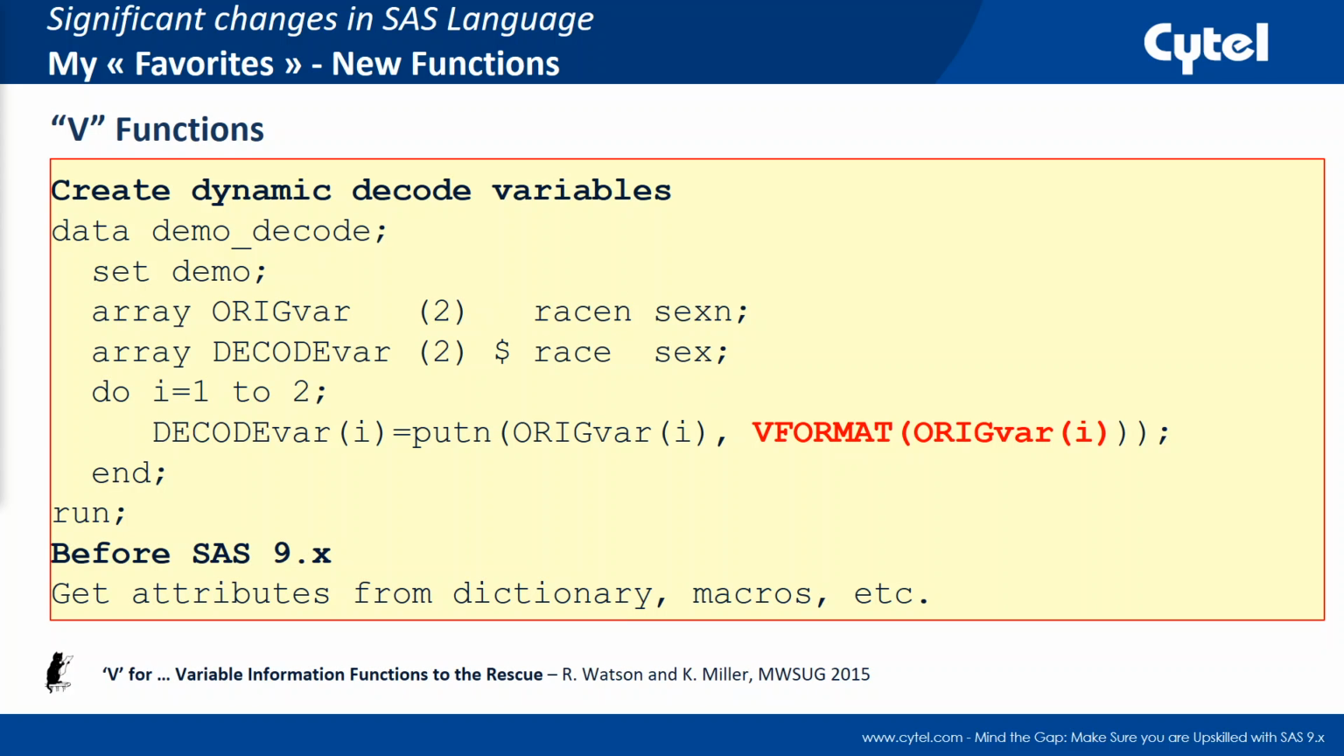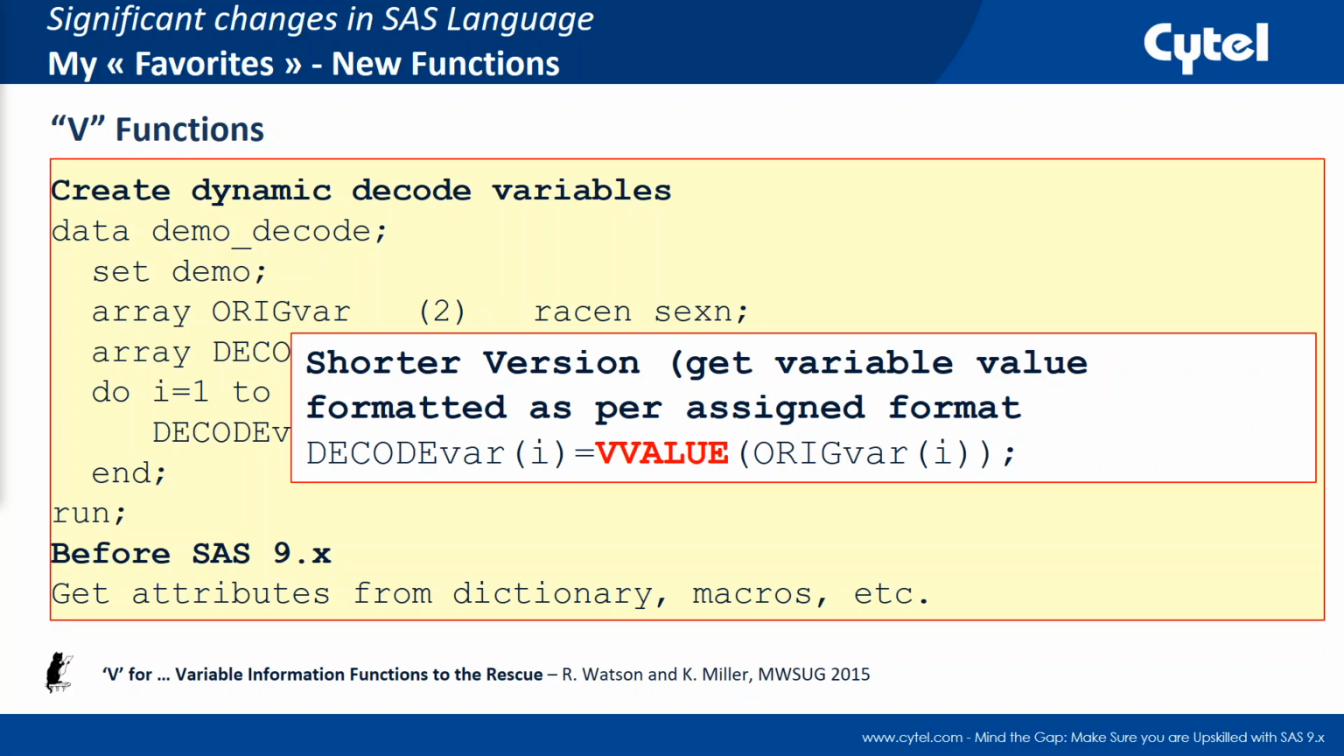Or with the V functions, it's an entire set of functions that allow the programmer to query variable attributes within the data step without having to hard-code the information, or without having to do a secondary step to incorporate, for example, data extracted from PROC CONTENTS. In the example in this slide, assume you have some variables with an assigned user format to denote the meaning of the numeric code. You can automatically create, using an array, a set of variables containing the decoded version by dynamically querying the format attribute using the VFORMAT function, and then apply the format. The following is actually a shorter version using another V function.